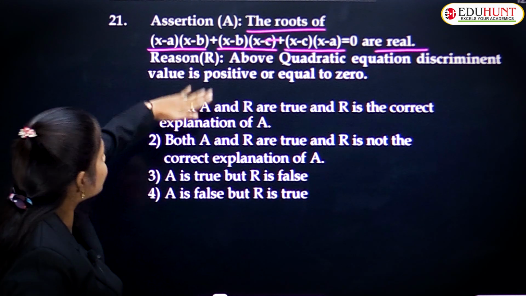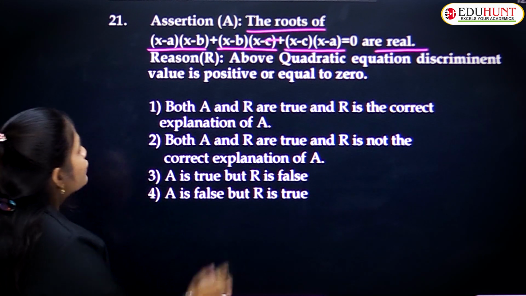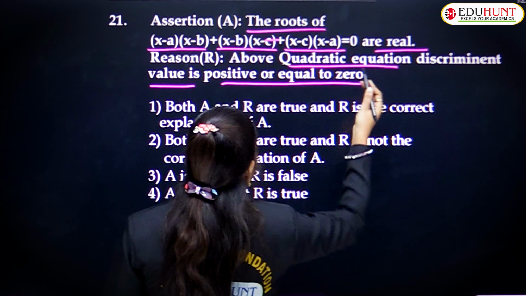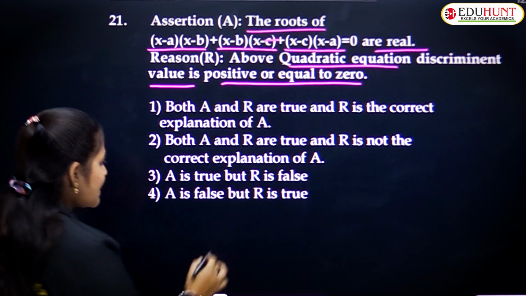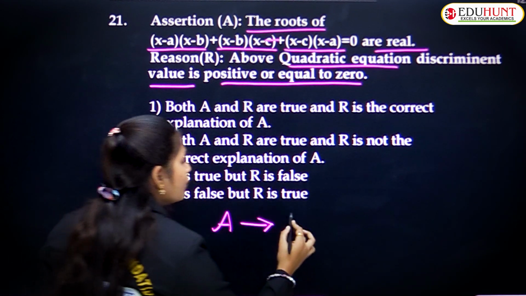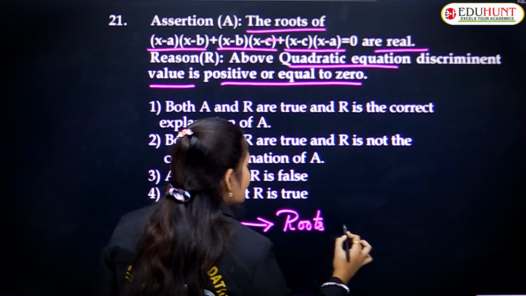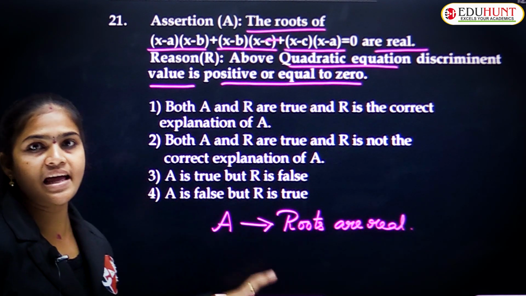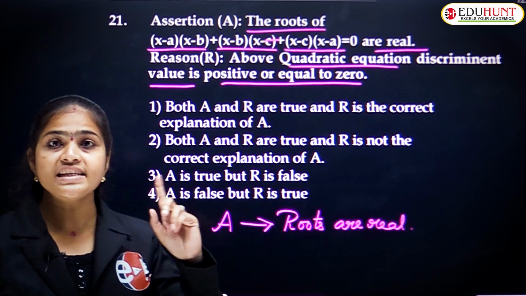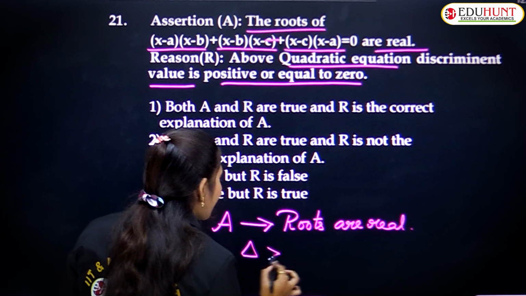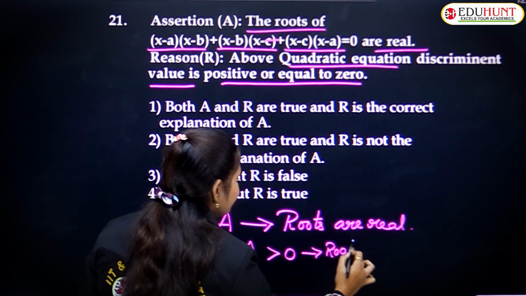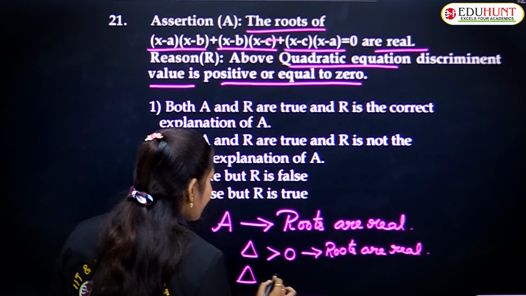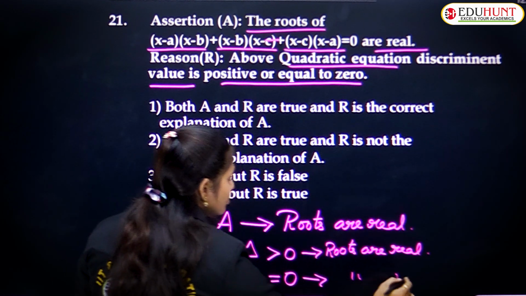So next, in the reason, see whether it is satisfying that condition or not. The discriminant value of the above quadratic equation is positive or equal to 0. So in the assertion they are saying that the roots of the equation are real. Children, we know that if the roots are real, then we have two conditions. What is the first condition? If delta is greater than 0, then the roots are real. And another condition is there. What is that? If delta is equal to 0, then also the roots are real.